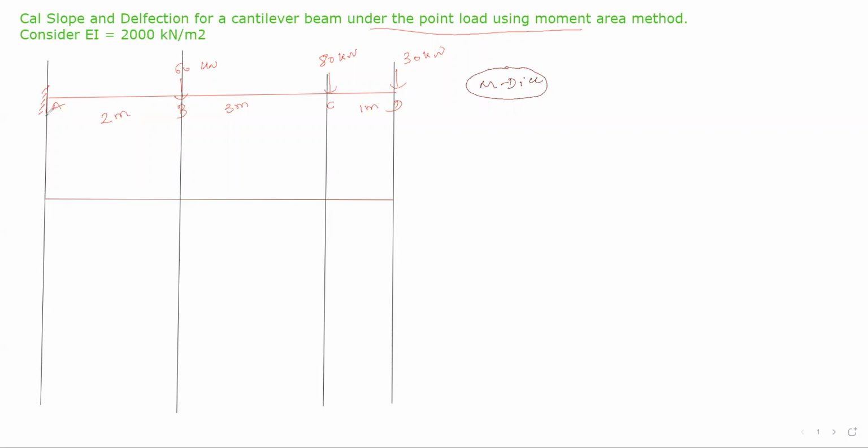Suppose in the data, throughout the length, your EI is constant. In that case, your M diagram becomes the M divided by EI diagram.